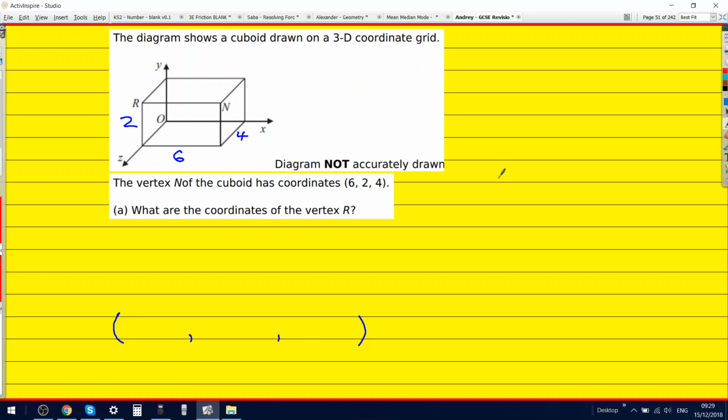Okay. So to get from O to R, or if you like, you can start from N and say what you'd have to do to get to R. And what that will change.